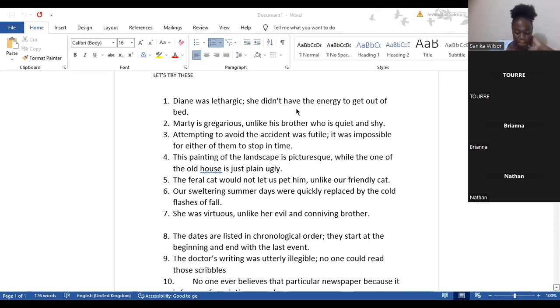The painting of the landscape is picturesque, while the one of the old house is plain ugly. Picturesque in the sentence means it was attractive, it was beautiful, and the context clue we'll use is antonyms. Okay, number 5. Nathan.